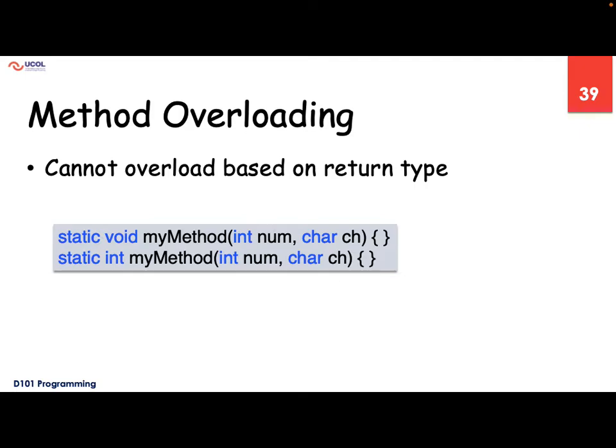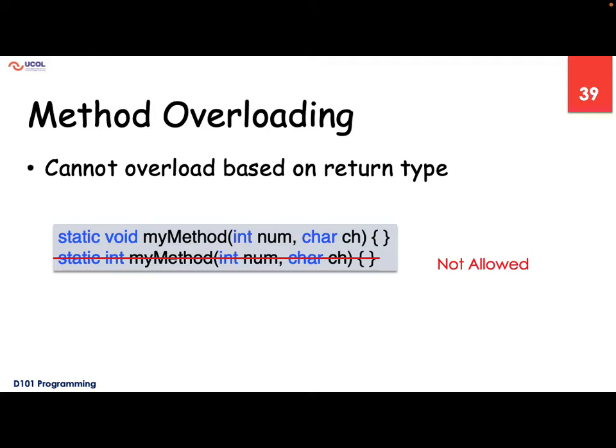Again, we cannot overload based on the return type. We cannot say int num and character, because they have different return types, so that's method overloading. No, that is not allowed. Only one method can remain here.